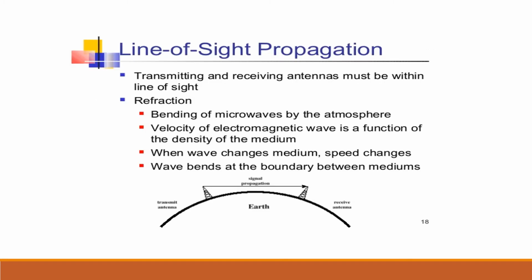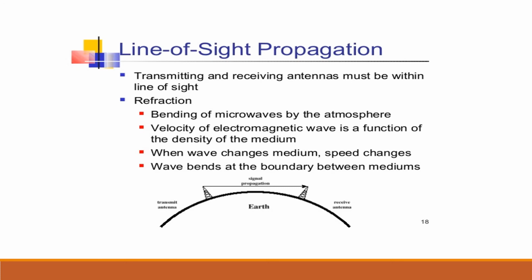Let's see the term line of sight propagation. As shown in the diagram, there are two antennas. One is a transmitting antenna and another one is a receiving antenna. As the signals pass directly from the transmitting antenna to the receiving antenna, that type of propagation is called line of sight propagation. Here the transmitting and receiving antenna must be within line of sight. When both the antennas are in line of sight with each other, only then line of sight propagation occurs.